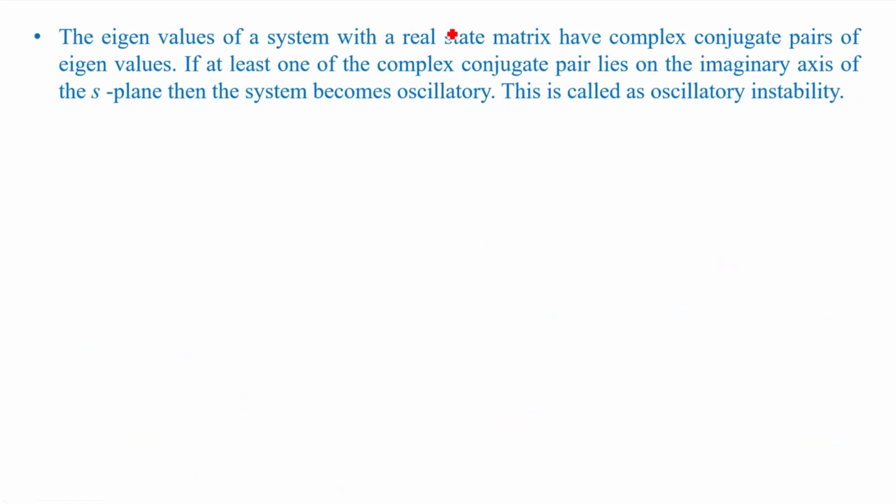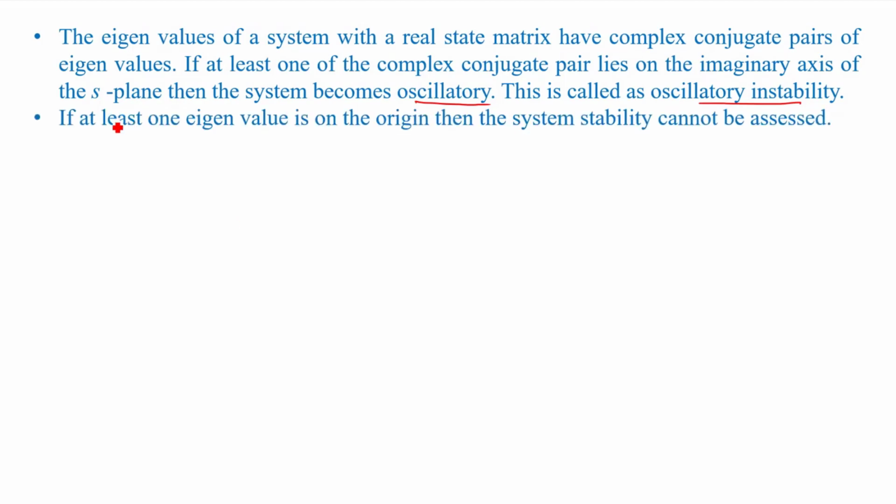The eigenvalues of a system with a real state matrix have complex conjugate pairs of eigenvalues. If at least one of the complex conjugate pair lies on the imaginary axis of the S-plane, then the system becomes oscillatory. This is called oscillatory instability. If at least one eigenvalue is on the origin, then the system stability cannot be assessed.